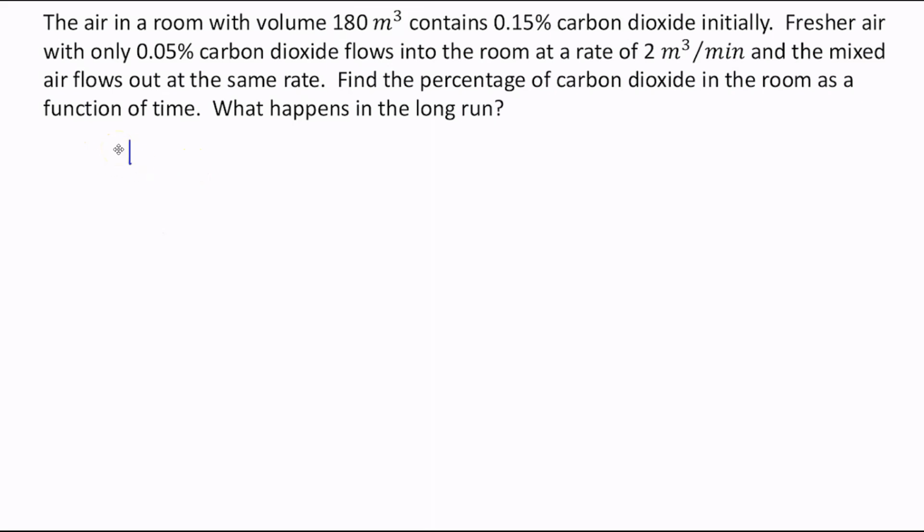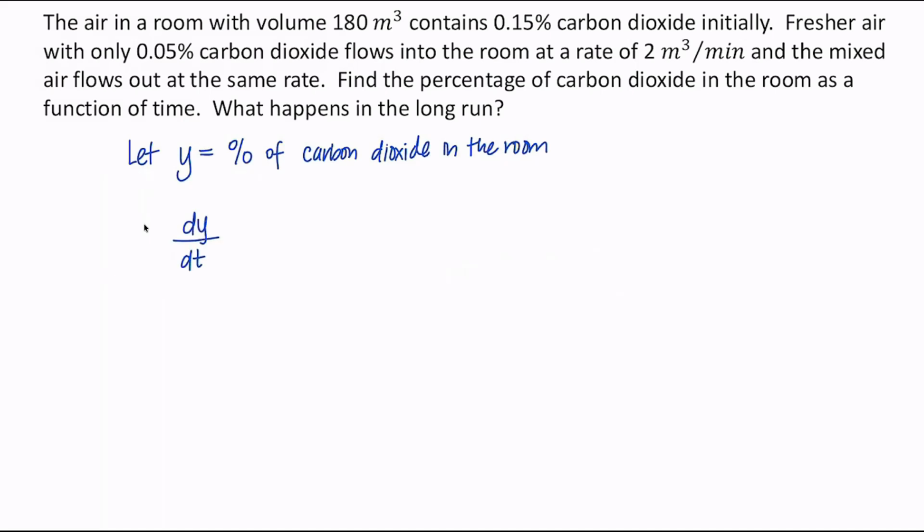We're going to go ahead and start by letting y equal the percent of carbon dioxide in the room, because that's what we're trying to find. Find the percentage of carbon dioxide in the room at any given time. But this is going to change things a bit, and we'll see how in a second. So we'll start our setup of our initial value problem.